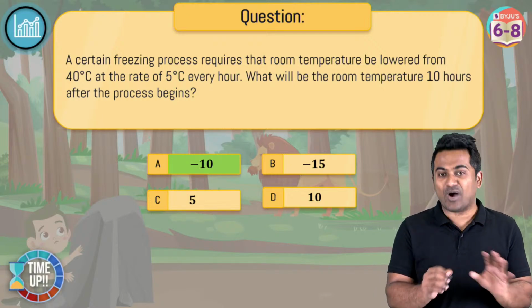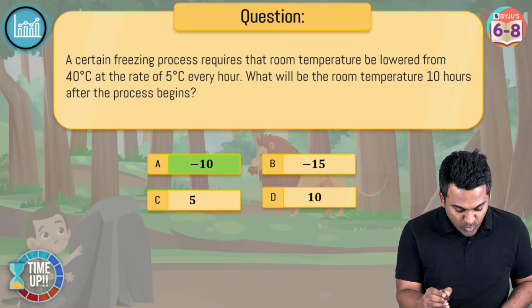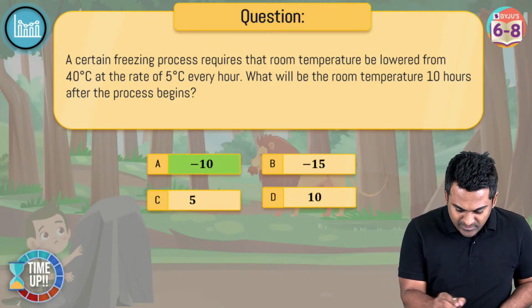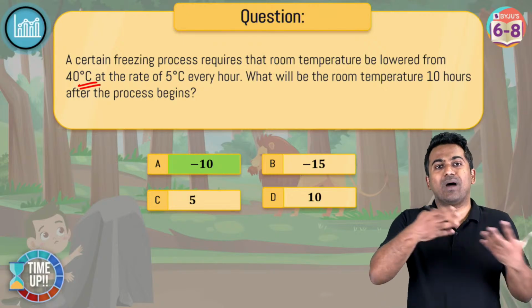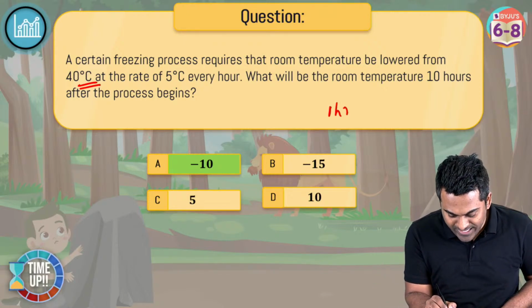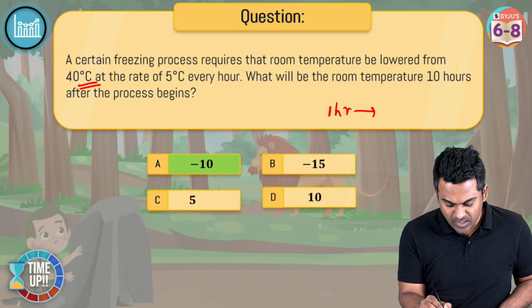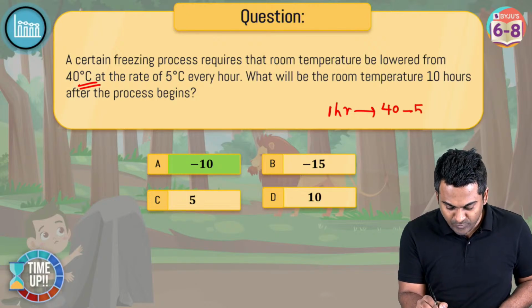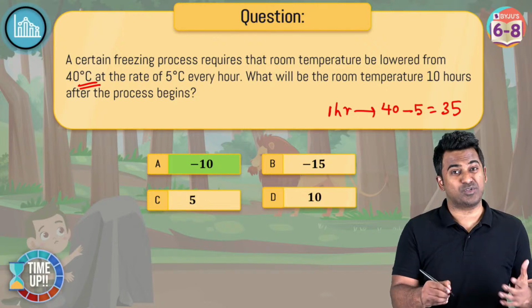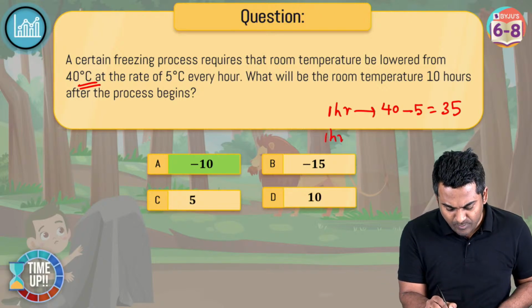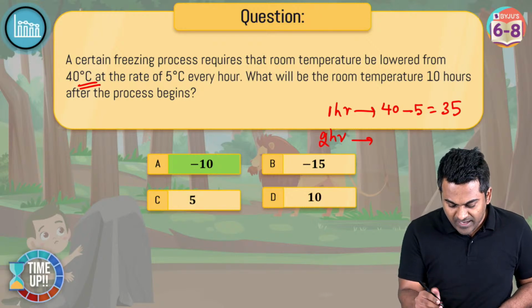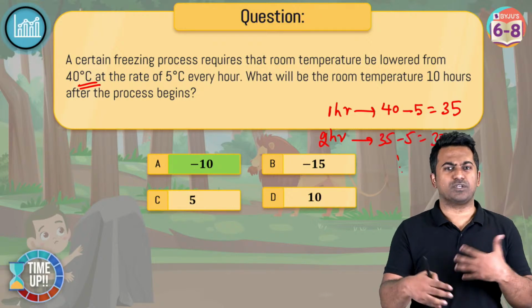Okay, so let's see how we can work this question through. Okay, so first thing is, the starting temperature is how much? 40. All right, so after 1 hour, the temperature is going to be how much? Well, from 40, I will have to decrease 5. So after 1 hour, the temperature is going to be 35. And this process is going to repeat, right? After another hour, maybe after 2 hours, then it's going to be 35 minus 5, which is 30. And this is how the process is going to repeat.